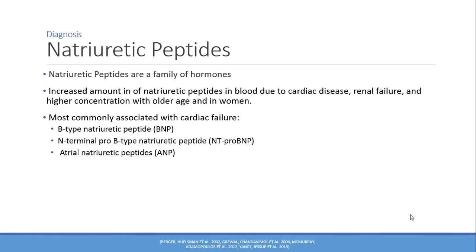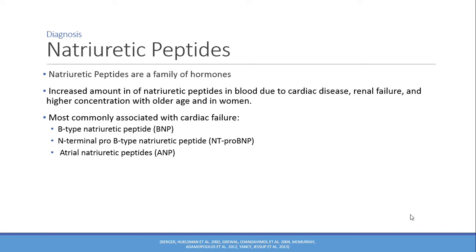So another commonly used test in diagnosing heart failure is obtaining natriuretic peptide levels in the blood. Natriuretic peptides are a family of hormones usually released in higher quantities due to heart disease and overload on the heart chambers. The two main types that are usually tested are B-type natriuretic peptide and N-terminal pro-B-type natriuretic peptide. They can also be referred to as brain natriuretic peptides.